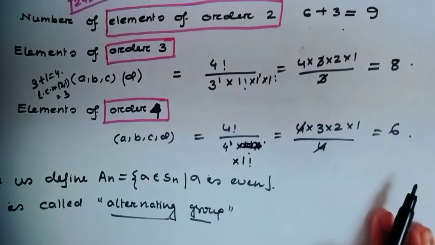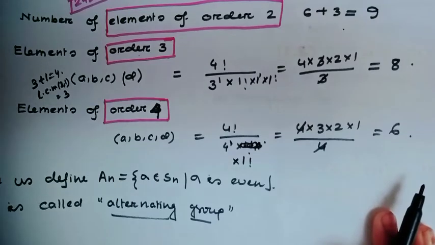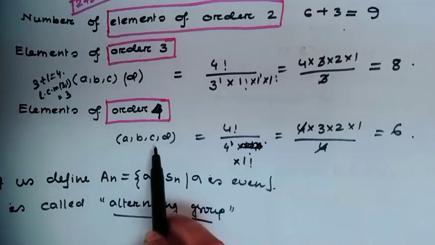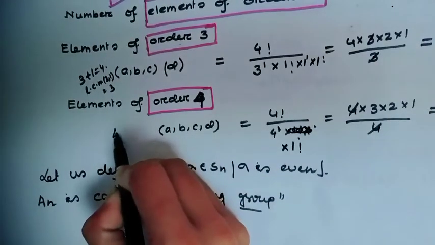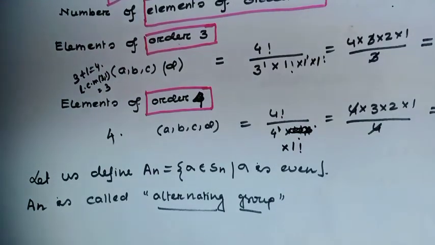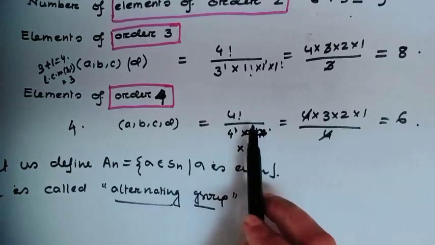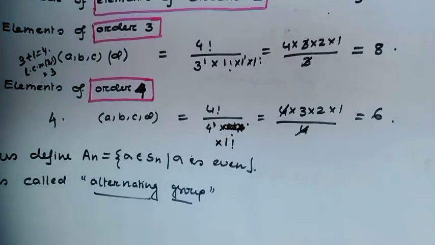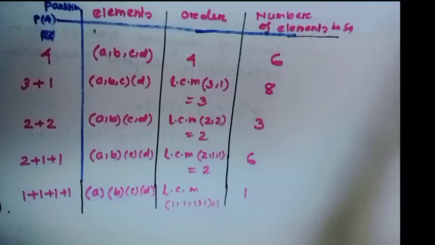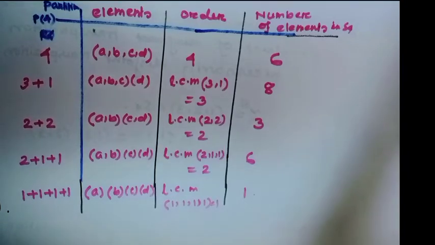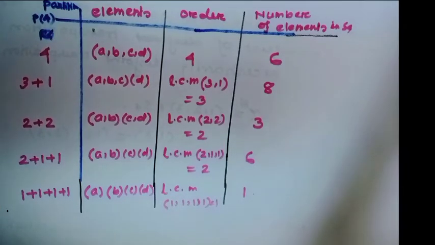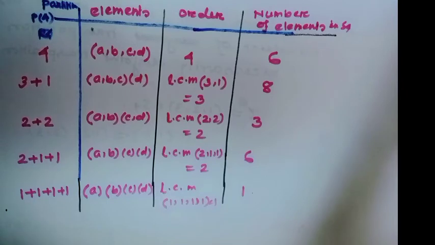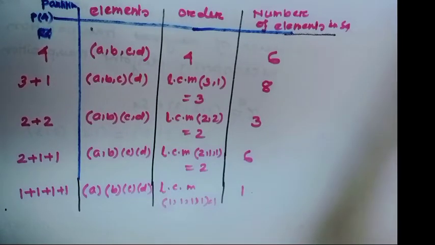Now my next question: how many elements exist in S4 of order 4? There is only one type, cycle 4, because here the order is 4. So the formula is 4 factorial over 4 to the power 1 times 1 factorial, and the value is 6. Are you getting it? This table is very important. You can find any Sn group by this formula and make this table. Then it will be very helpful for any competitive exam.